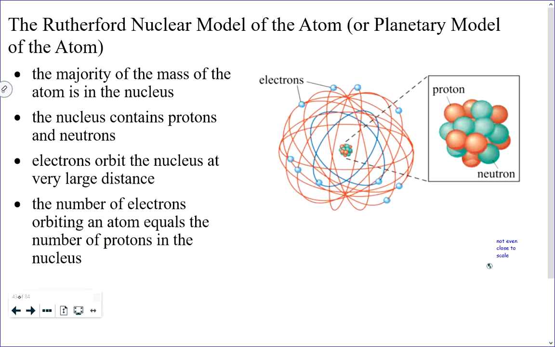And the number of electrons orbiting the atom is equal to the number of protons in the nucleus because atoms are neutral. This diagram is not drawn to scale. The first thing is those electrons are not that big. This is the best diagram I could find that makes sense. Those electrons should be tinier. The other thing is the nucleus is really tiny.